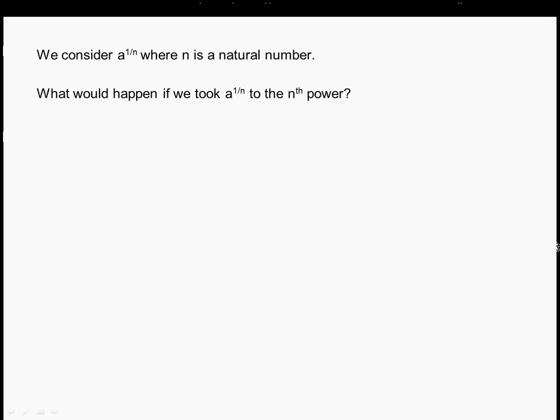So we consider a to the 1 over n, where n is a natural number, and a is greater than or equal to 0. This restriction that a not be negative will eventually be dropped. What would happen if we took a to the 1 over n to the nth power? Okay, so remember, a power to a power, you multiply the exponents. So a to the 1 over n to the nth power, 1 over n times n, third law of exponents, but 1 over n times n is 1, so I have a to the first, which is a. I took something to the nth power and got a.